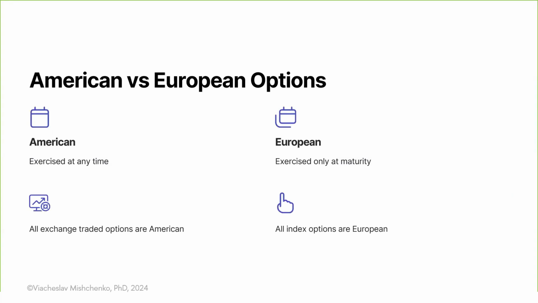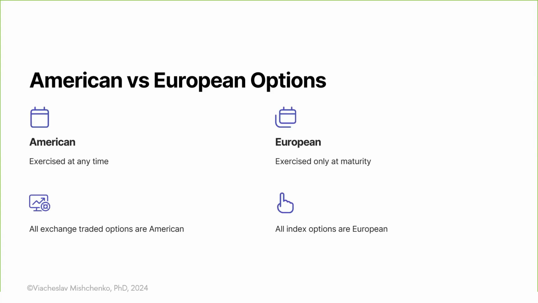So here the distinction between American and European options is really crucial to understand. For example, American options can be exercised at any time during their life, while European options can only be exercised at maturity. And this difference in exercise time can significantly affect option prices actually, and even option strategy as well. For example, American options are generally more valuable due to their greater flexibility.